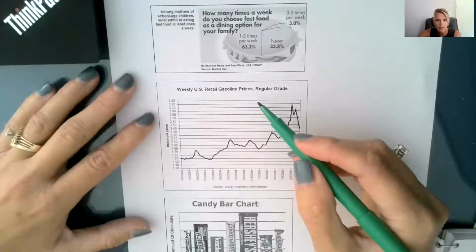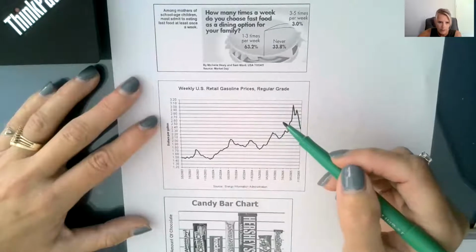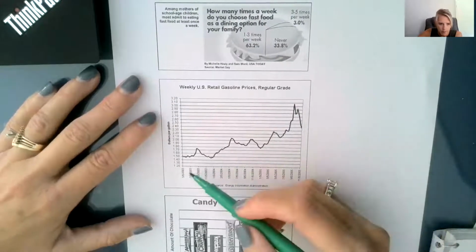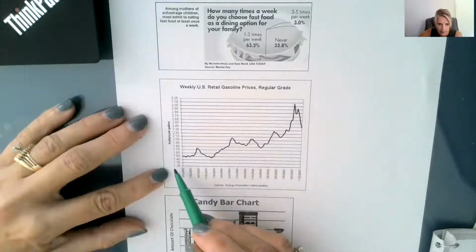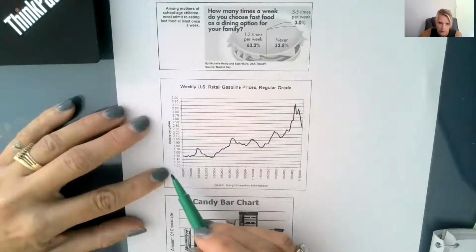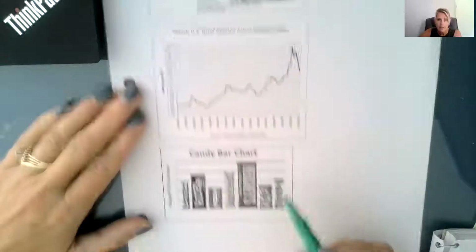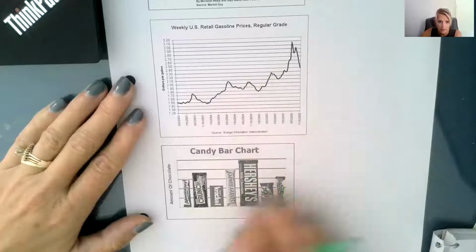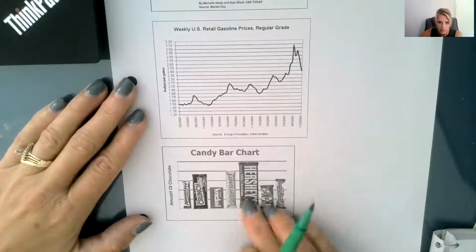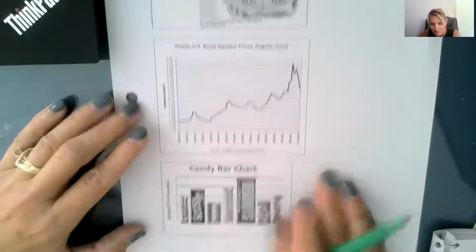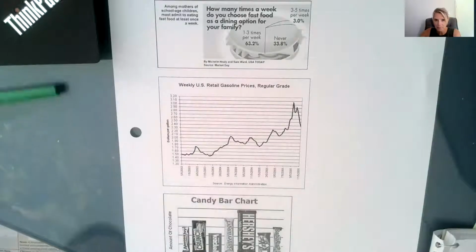Weekly US retail gasoline prices. Regular grade. So it doesn't start at 0. That's definitely a bad thing there for the gas price. So we definitely want to compare it to 0. That one's not good. Oh, and then the candy bars has got its whole thing going on. There's no measurements. There's no axes here. It just basically shows us that a Hershey's is longer. So that sums that right up.